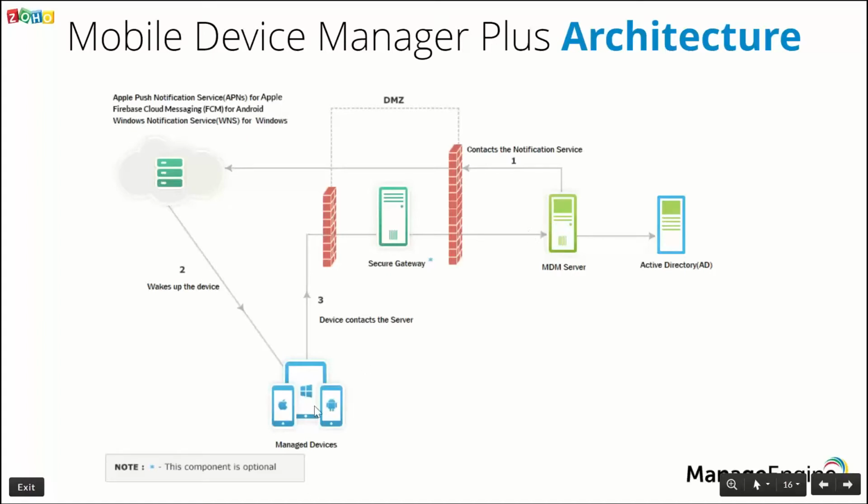Now, since your devices will not always remain in the same network, you need to NAT your internal IP address with a public IP address. And as this might raise a few security concerns in your organization, we allow you to optionally configure a secure gateway so that all of the communication that happens between your managed devices and the MDM server will be routed through the secure gateway. In case you are using the cloud version of our product, you do not need to configure any of these settings.